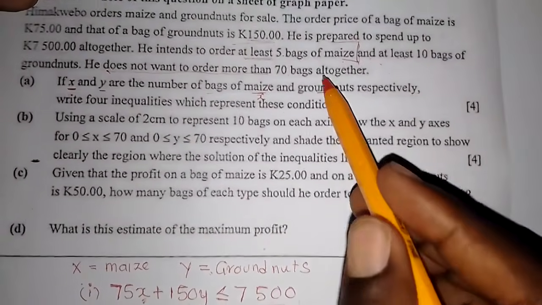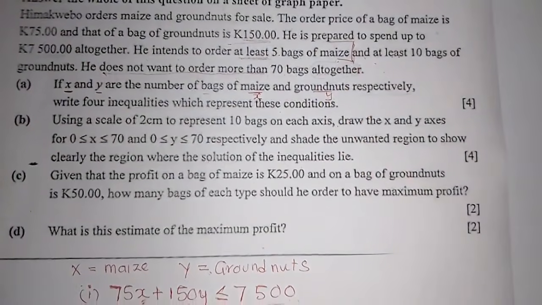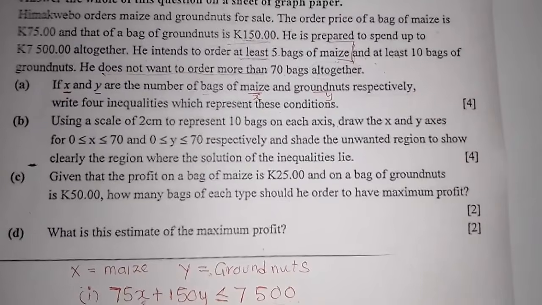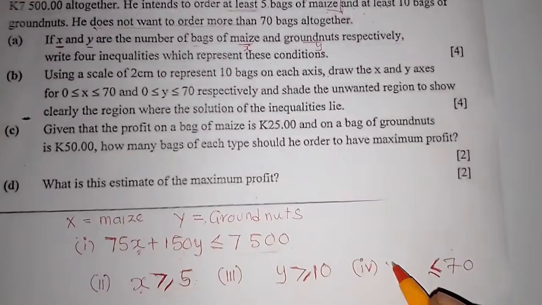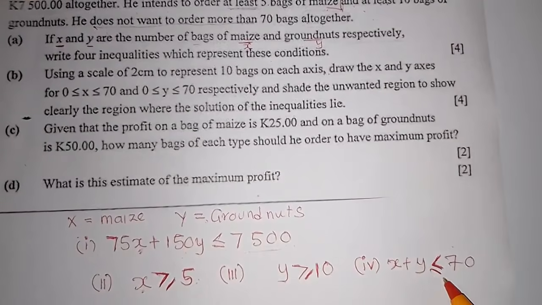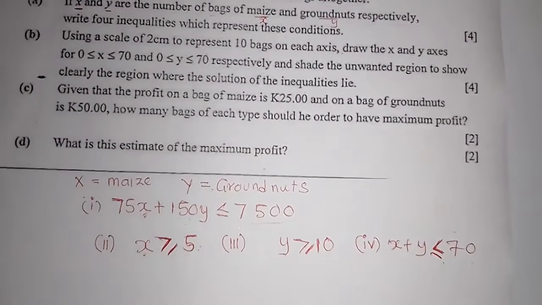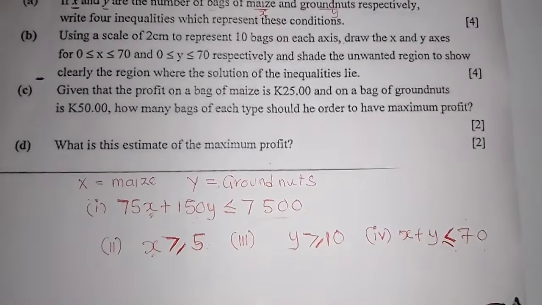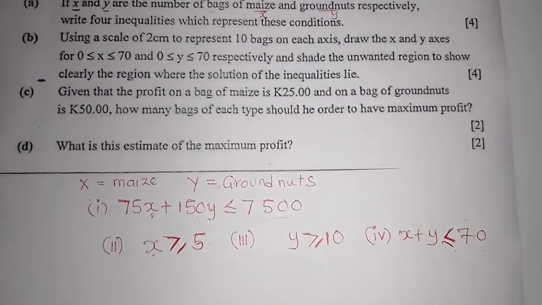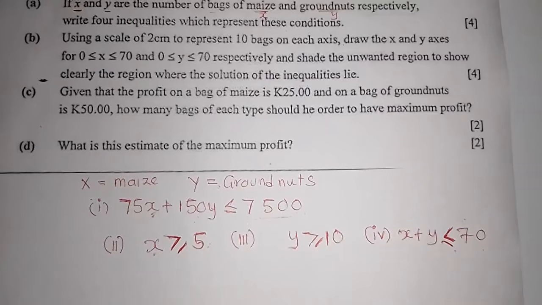So altogether, what does the word altogether mean? Altogether means the number of groundnuts and the number of maize. So x plus y should be less than or equal to 70. This is the inequality that I'm supposed to get. Once you are done with this, I'm teaching you how you need to answer this question on a graph paper.